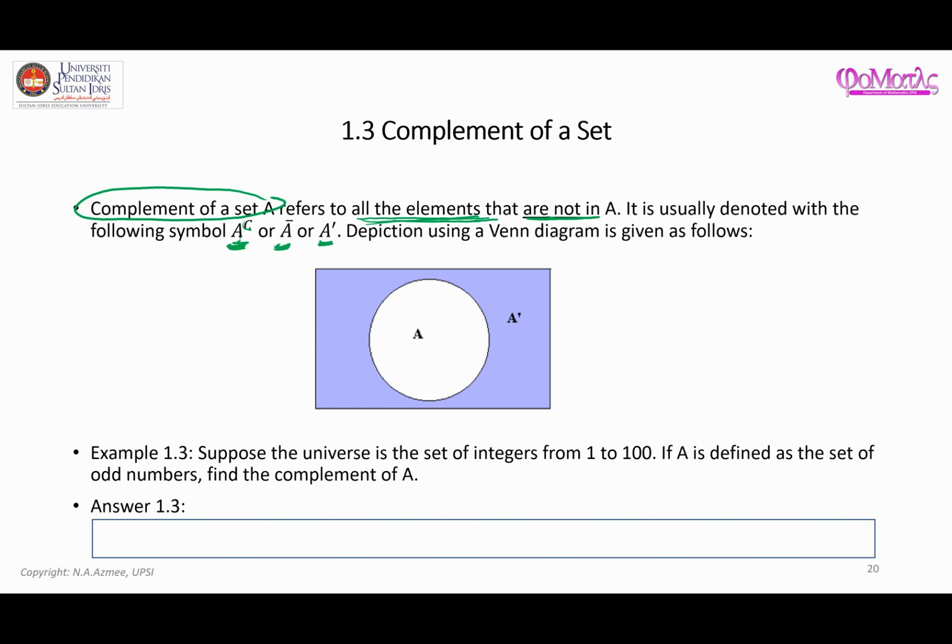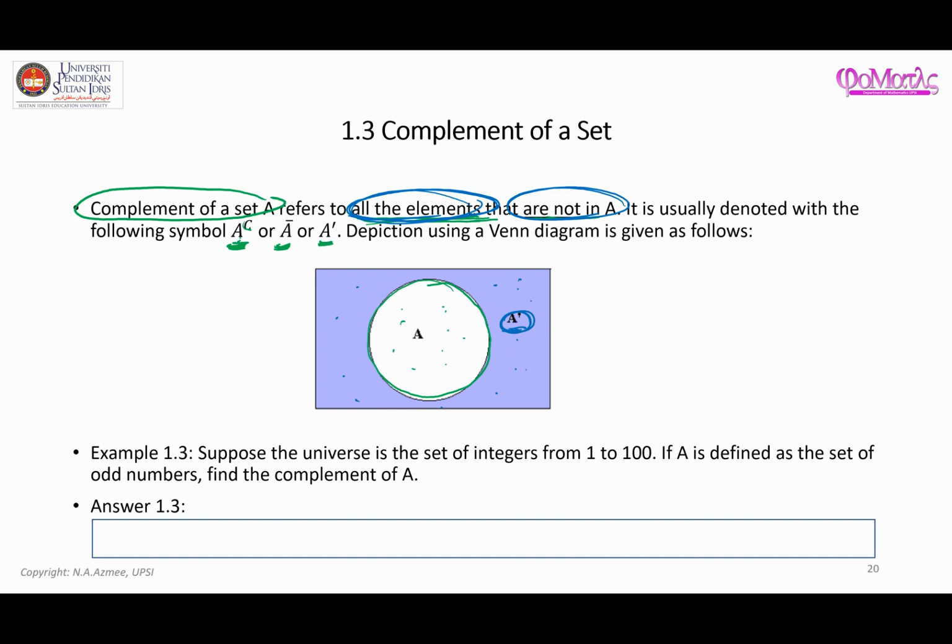Okay, so if you use a Venn diagram to depict the idea of complementary events or a complementary set, then it looks like this. So we have set A, and we've got elements in set A. If you want to talk about the complement of a set A, it is denoted by A prime, and it refers to all the elements that are not in A. So all the elements that are not in A must be outside of A. So we call it A prime, as a complement of a set A.